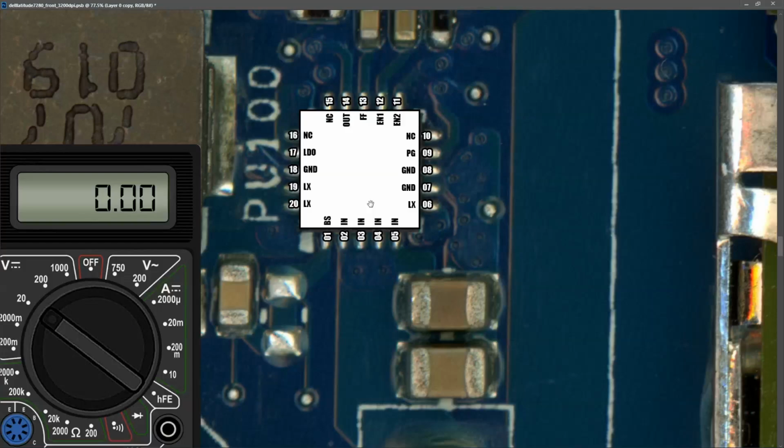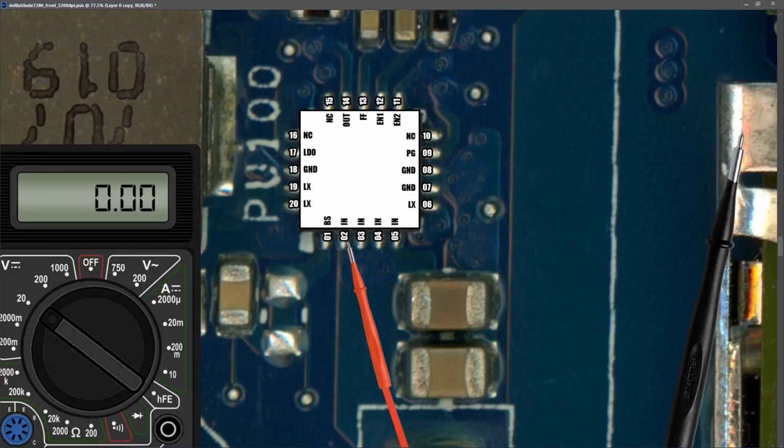Measuring in volts DC in a 20 volt range once again, I place my black probe to ground and my red probe to the input pins, and I find that it measures 13.50 volts. So this is our VSIS power rail, which is now serving as the input to PU100.